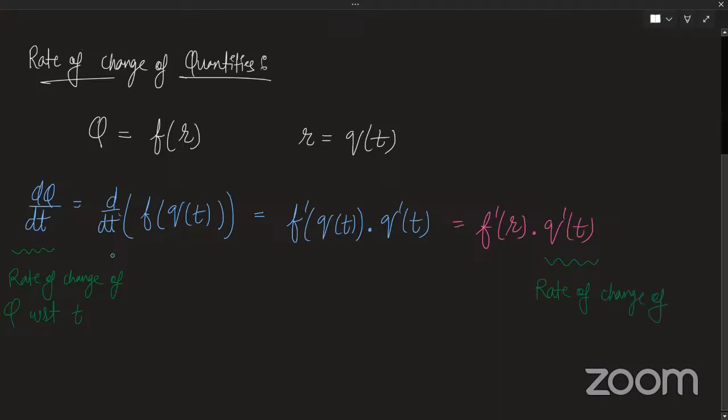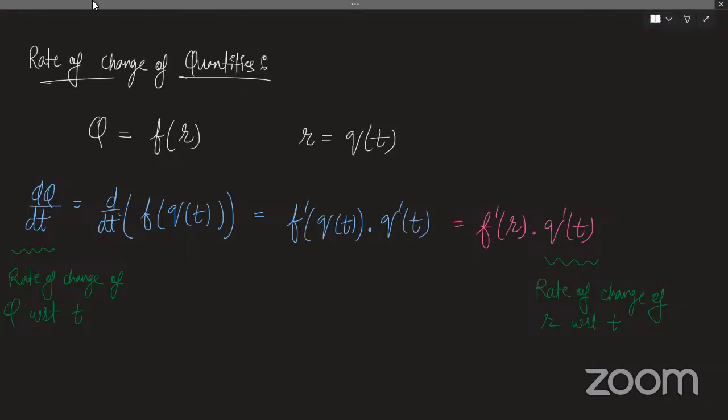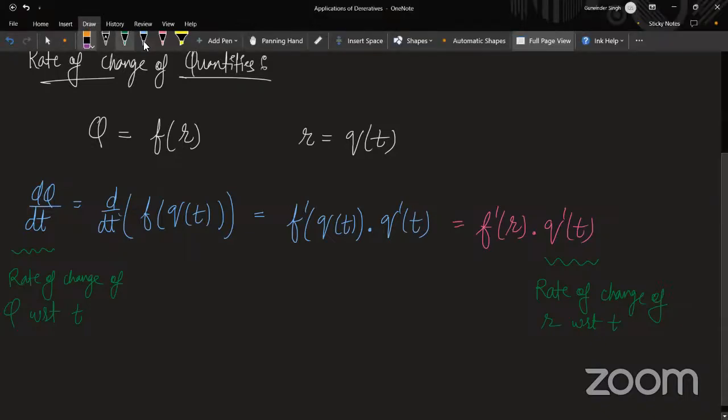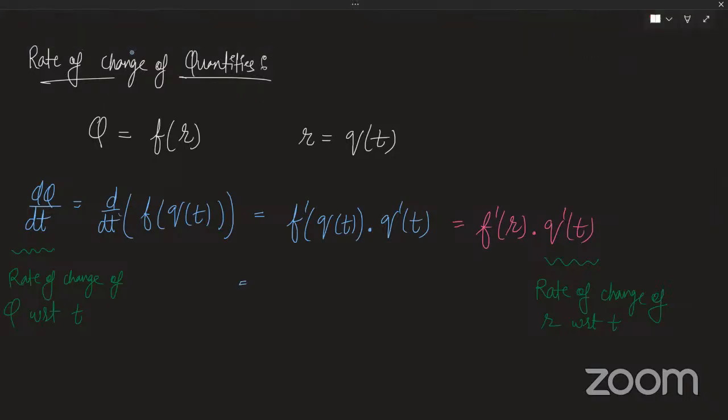rate of change of r with respect to t, right? Because r is q of t. So dr by dt is q dash t, obviously. Q dash of t is nothing but dr by dt. So I will write it in other words. So this can be written as df by dr into dr by dt, right? I can write it like this.